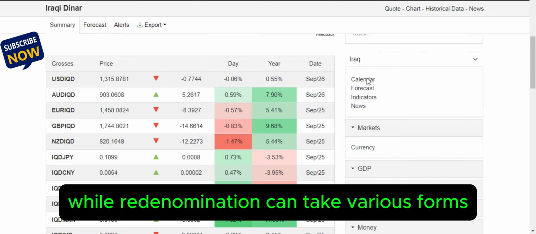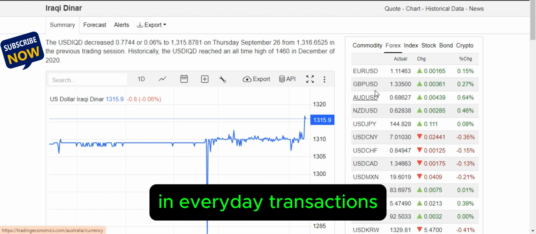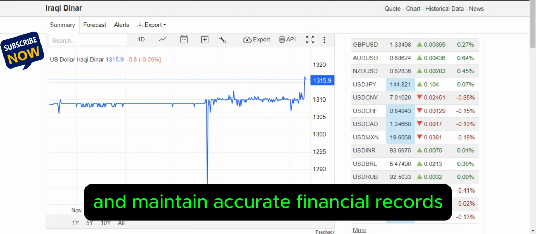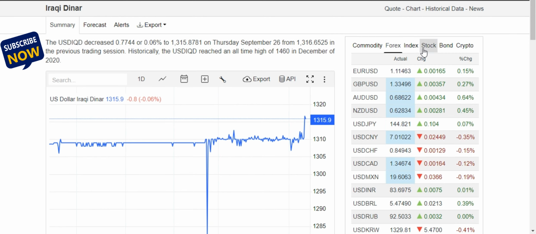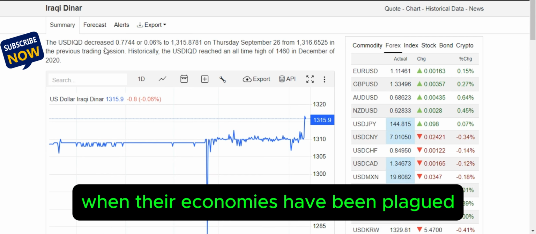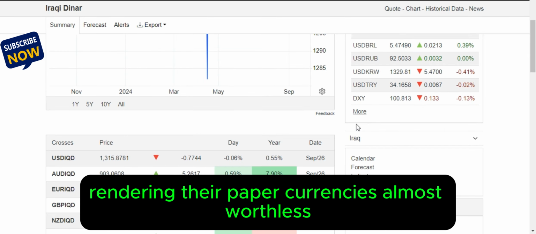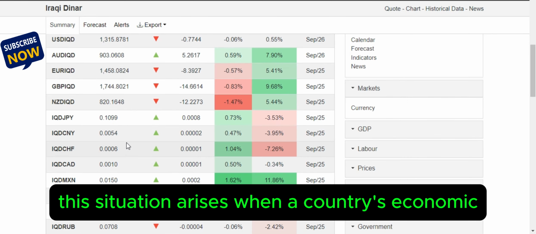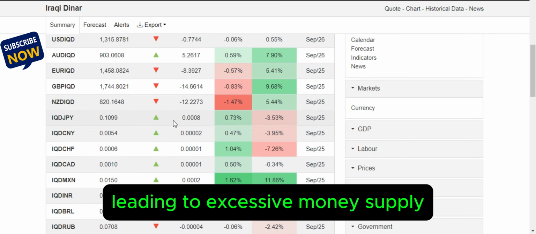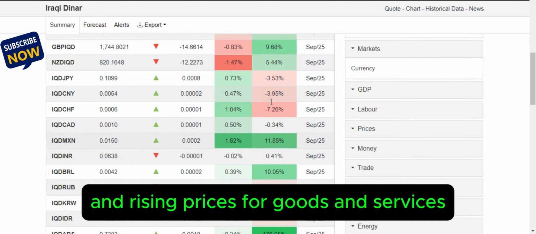While redenomination can take various forms, its essence lies in enhancing the usability of currency in everyday transactions, making it easier for people to conduct business and maintain accurate financial records. In many instances, countries resort to this measure when their economies have been plagued by rampant inflation, rendering their paper currencies almost worthless. This situation arises when a country's economic conditions deteriorate, leading to excessive money supply, a lack of confidence in the national currency, and rising prices for goods and services.